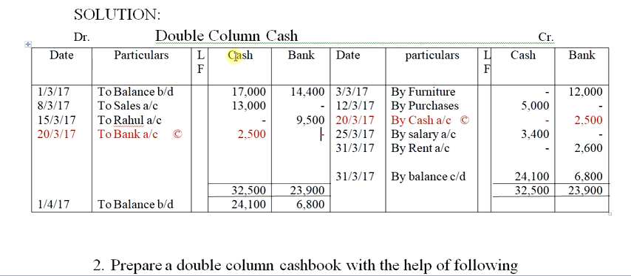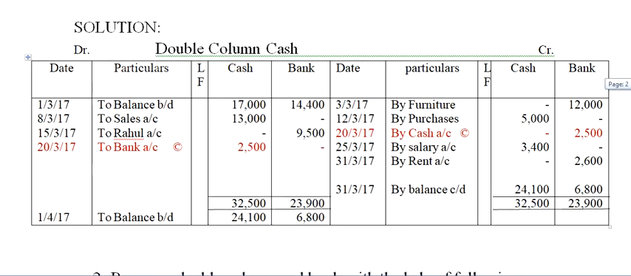So, double column cash book, don't be confused. Cash is an asset. So what happens? Whenever the cash and bank balance increases, that should be taken under the debit side. Whenever the cash and bank balance decreases, that should be taken under the credit side. Once again, I will explain, students.